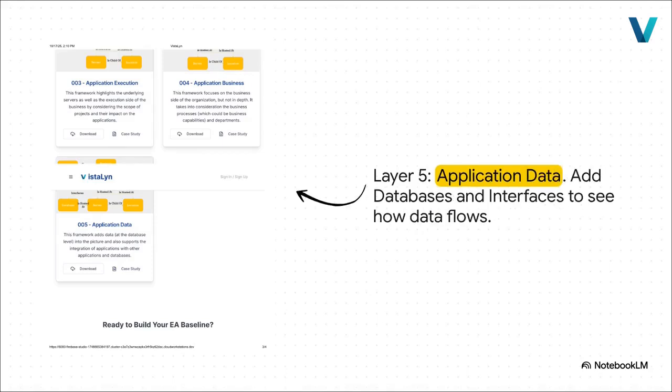And finally, we get to Layer 5, data. By adding databases and application interfaces, we complete the picture. We can now trace how data actually flows across the entire landscape. For anyone who has to manage complex integrations or is worried about security and compliance, this level of visibility is an absolute game changer. So in 5 really focused steps, we've gone from a simple list of applications to this rich, multi-layered view of the entire enterprise.